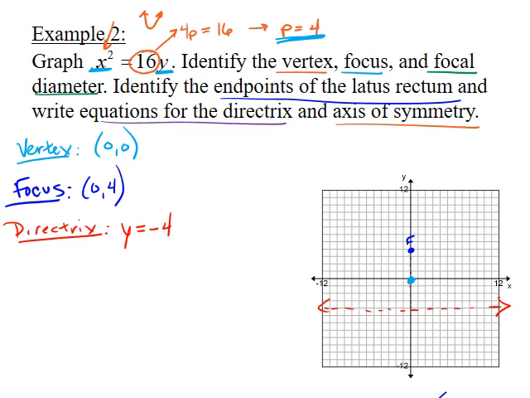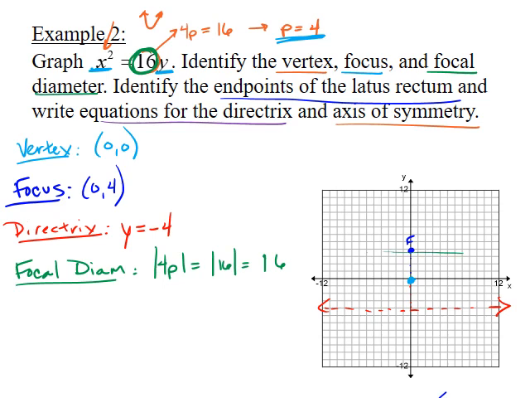Now, if I wanted to just make a gentle sketch, I could, but I have enough information to identify how wide my parabola is going to be. And that is my focal diameter. Recall that my focal diameter can be found by taking the absolute value of 4p. Well, this is 4p, and the absolute value of 16 is 16, which means the length through here has to be 16 units. If I split that in half, I'm going to go to the right 8 units, and to the left 8 units.